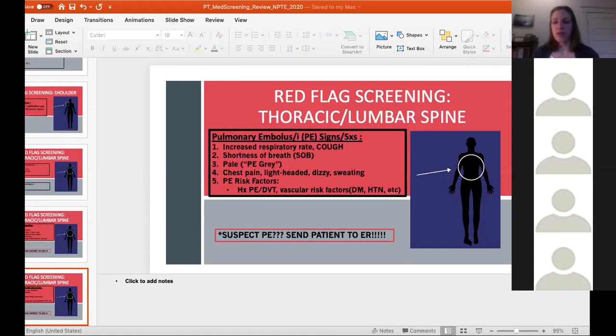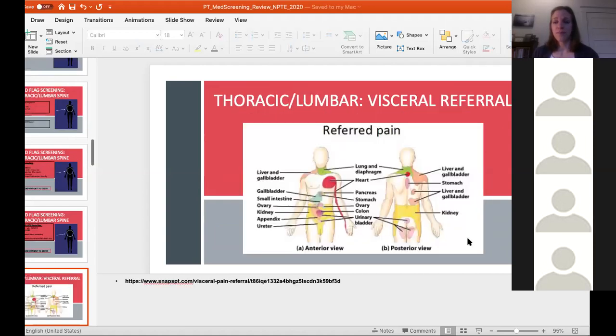I think most of these you guys are aware of. And then PE signs and symptoms. So again, if somebody has a clot in their lung, they're going to have pulmonary symptoms. So cough, shortness of breath. These individuals are often described as having pallor or turning gray. So really loss of color in the face, dizzy, sweating, things like that.